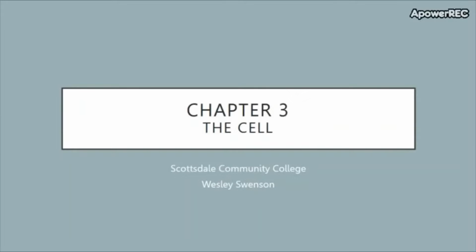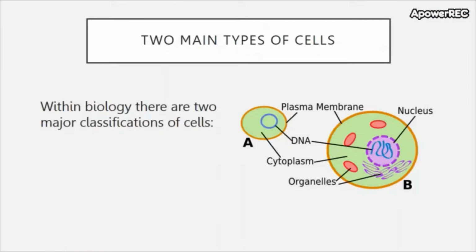Hello everyone and welcome back for Chapter 3, the cell. In previous biology courses, you probably learned that prokaryotic cells are smaller and simpler than eukaryotic cells, and that the most important difference between them is that prokaryotes lack a nucleus. A nucleus is an organelle within the cell, as seen depicted in this image, that is surrounded with a lipid membrane and houses the chromosomes or genetic information of the cell.